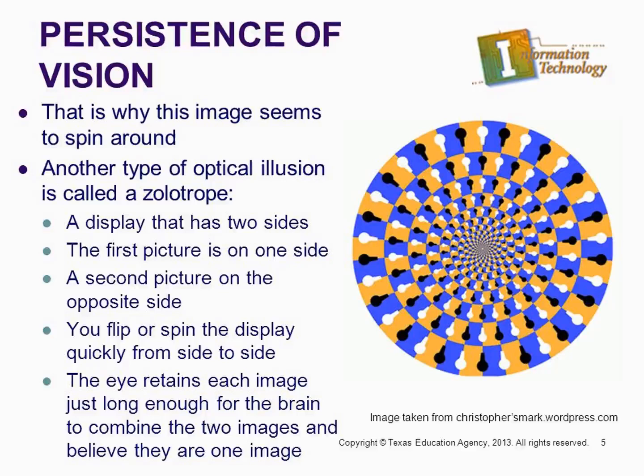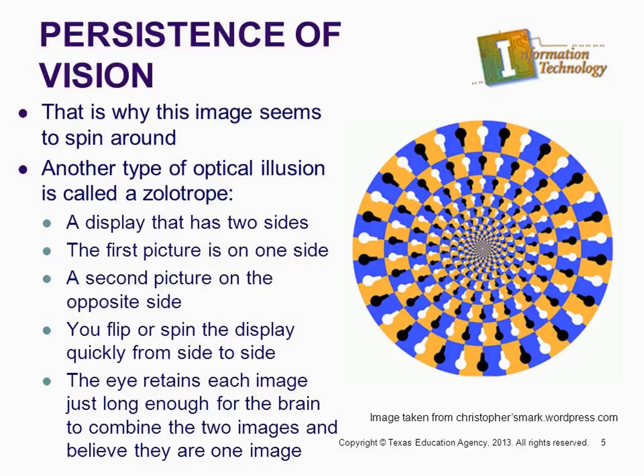A display that has two sides. The first picture is on one side, and the second picture is on the opposite side. So you spin the display quickly from side to side. The eye retains each image just long enough for the brain to combine the two images and believe they are one image. See in the picture, there are two images, but when you are seeing, it is combined together to give you one image.